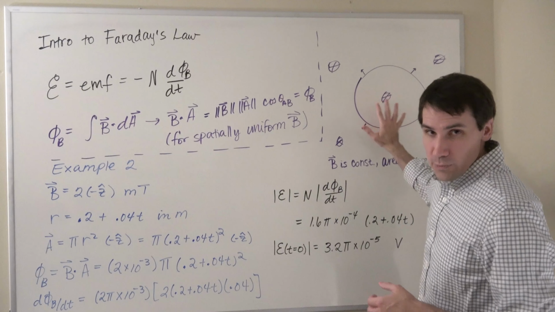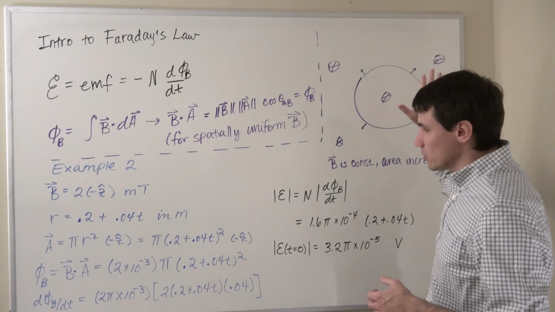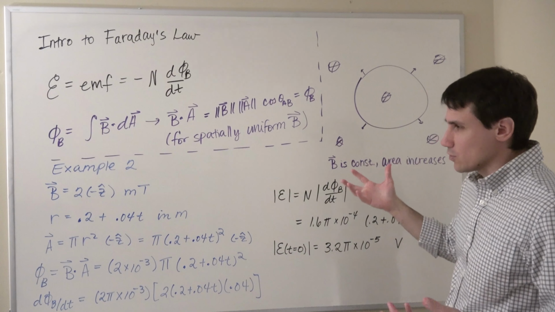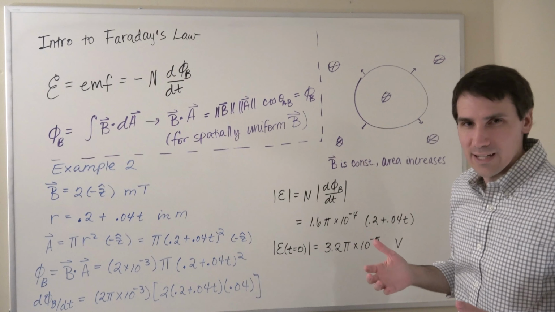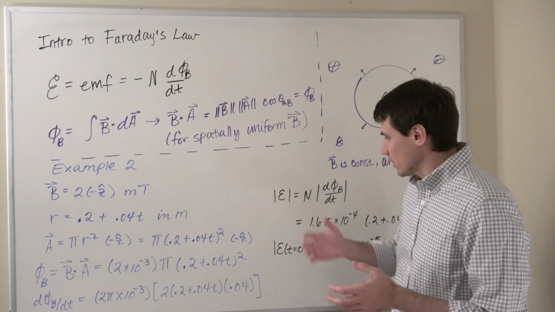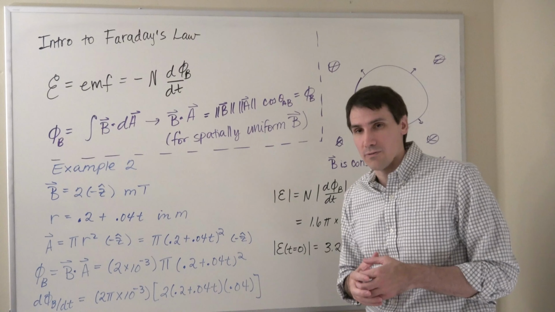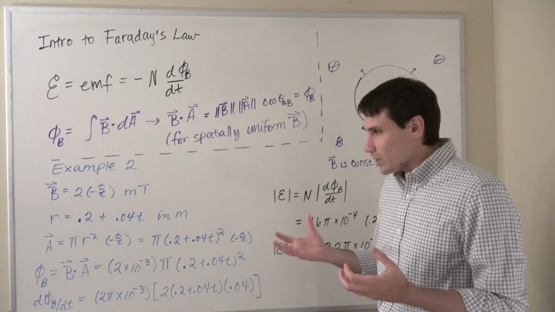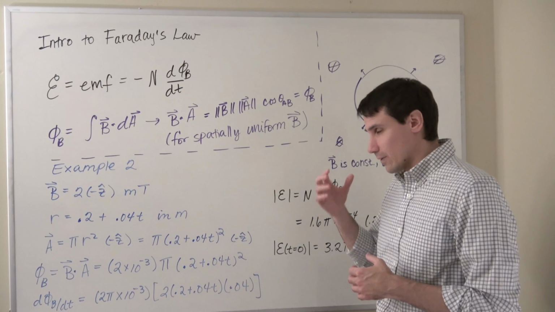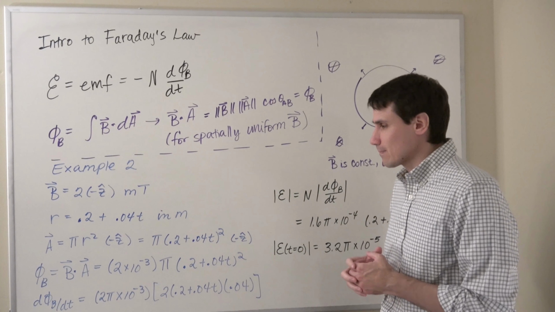Again, because our loop is in the plane of the board, we could choose the area vector to either be out of the board or into the board, and we simply choose the one that is in the direction of the magnetic field to avoid an extra minus sign. In this example, we're simply going to be calculating the magnitude of the EMF anyway, so it really doesn't matter which direction we choose our area vector to point in.